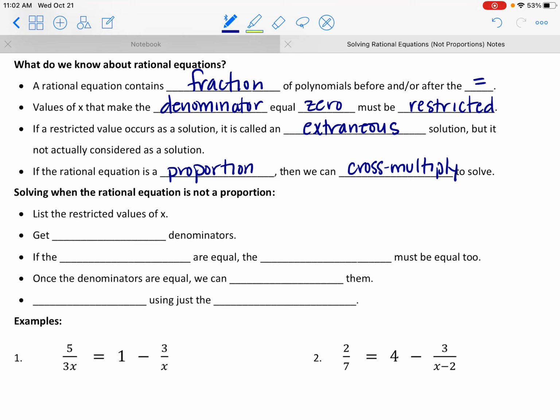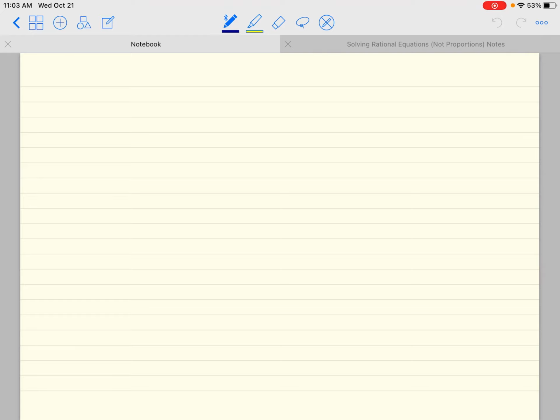Now, what do we do when our rational equation is not a proportion? We're still going to start by looking for our restrictions, but we've got a different goal for solving here. There are a few different ways to do this, but my preferred method, and I've done this many ways for many years, is to get common denominators, and let me show you why.